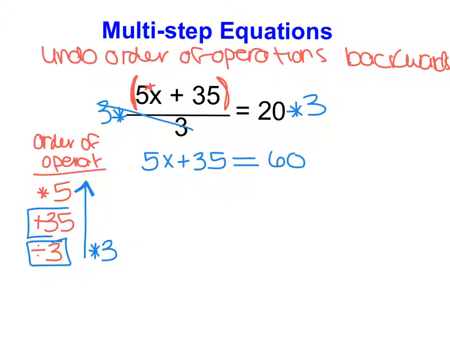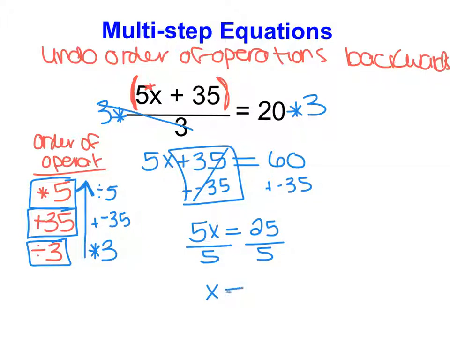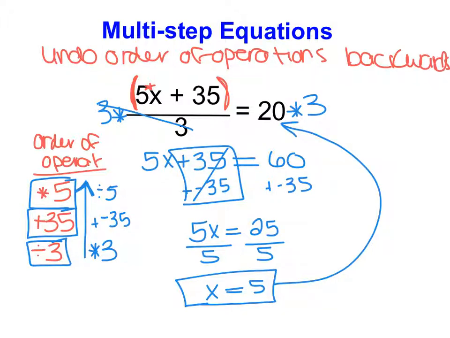Then we're going to focus on this plus 35 here. The way to undo that plus 35 is to either add a negative 35 or subtract 35 from each side. As we do that, this will become 0, and we'll be left with 5x on the left, and then 60 plus negative 35 leaves us with a positive 25 on the right. My last step is to undo this multiplication of 5, so I divide both sides by 5 and end up with x is equal to 5. Then I could take this value and substitute it back into that original equation to check it.